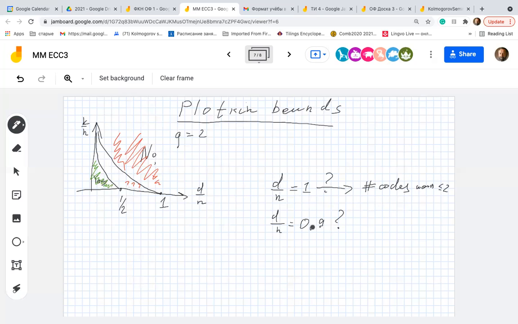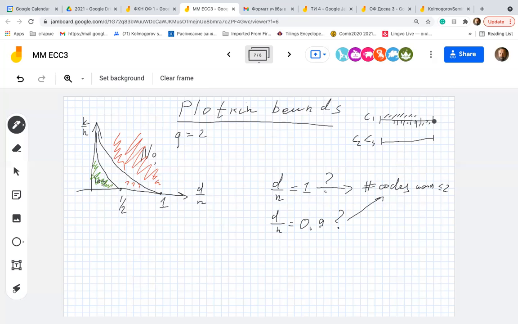And actually, even if the distance is 0.9 times n, then the number of code words is also at most 2, because the following simple argument may be used. Fix one code word, and if we have two other code words, then they must differ from this one in 90% of positions. So for example, this C2 is different from C1 in all these positions, and C3 is different from C1 in another 90% of positions, for example, in those.